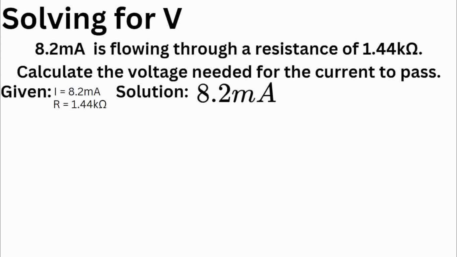But the thing is, in order to use our formula, we have to convert these units into amperes and ohms. Because remember, our given is in milliamps, and this one is in kilo ohms. We have to convert those to just amps and just ohms. So how do we convert that? We've got to convert 8.2 milliamperes into normal amperes. So just turn this into a normal fraction. Remember, any number divided by 1 is just itself, so really there's no change here.